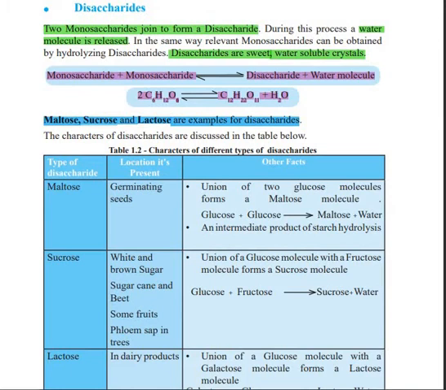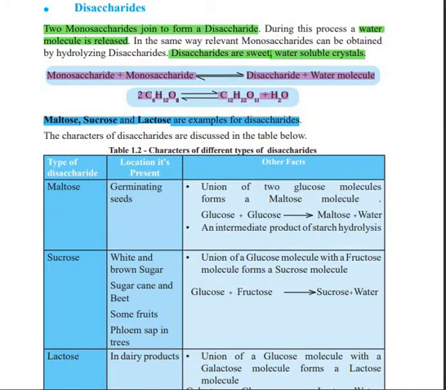Now students, we'll see about disaccharides. What do you mean by disaccharide? Two monosaccharides join to form a disaccharide. During this process, a water molecule is released. In the same way, relevant monosaccharides can be obtained by hydrolyzing disaccharides.